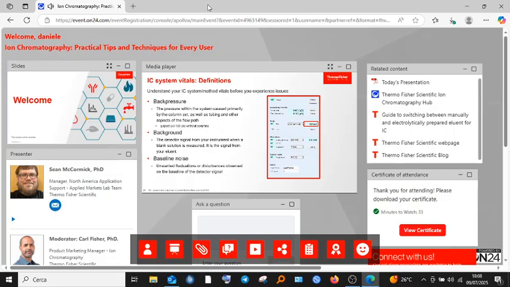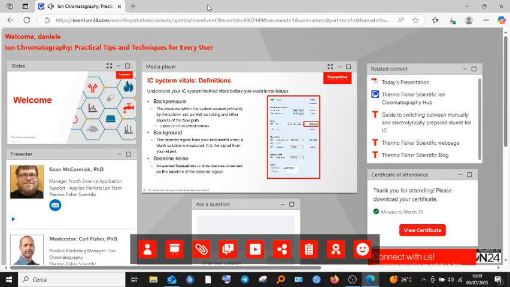The next vital is background, and the background is the detector signal from your instrument when a blank solution is measured. It is the signal from just your eluent. This number can be plotted or can be observed by looking at your total conductivity reading.